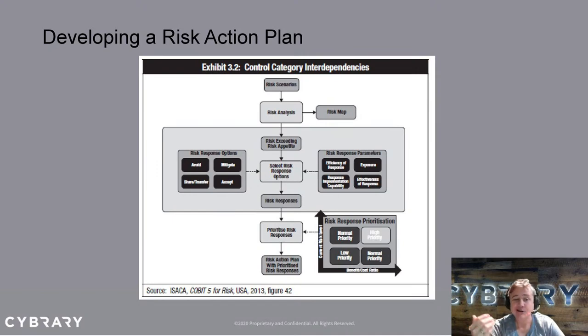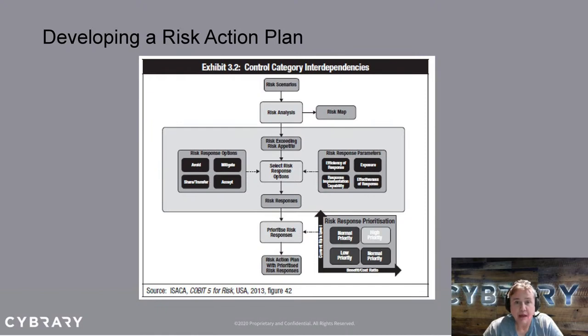Or I could just avoid the risk altogether. Now, the problem with avoiding the risk is that I'm not doing something that I planned on doing. Like, I'm considering opening an office in an area that has a lot of civil and political unrest. I do my research because of the possibility that human life would be impacted. I say, I'm just not going to open that branch office. That's risk avoidance.